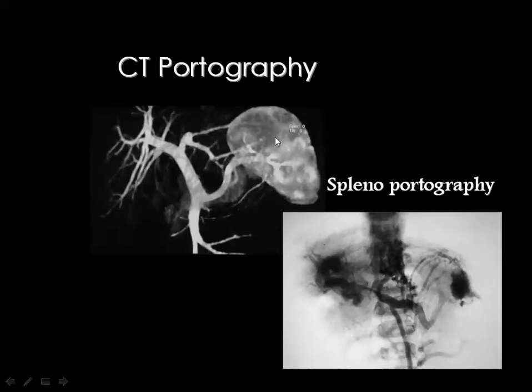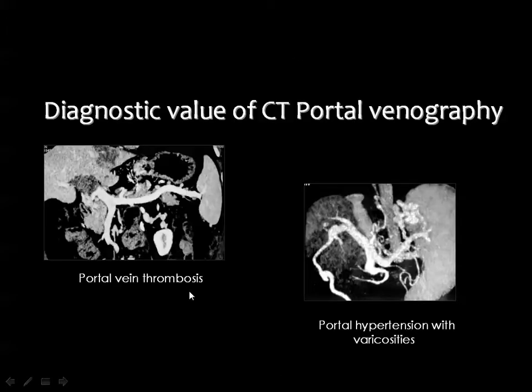This is the spleen, this is the splenic vein, this is the superior mesenteric vein, and this is the portal vein and its radicals. Then these are two examples of CT portography: this is the splenic vein, superior mesenteric vein, and portal vein, and you see a thrombus in the portal vein. And this is another example of cirrhotic liver, splenomegaly, and esophageal varices seen by CT portography.